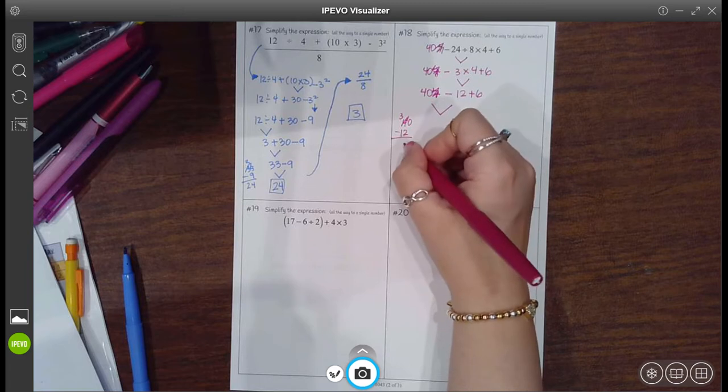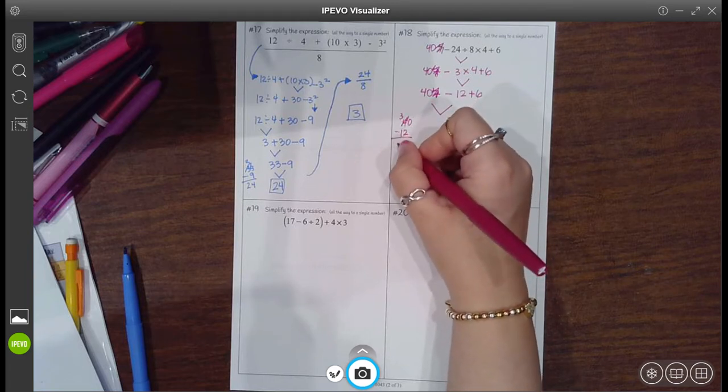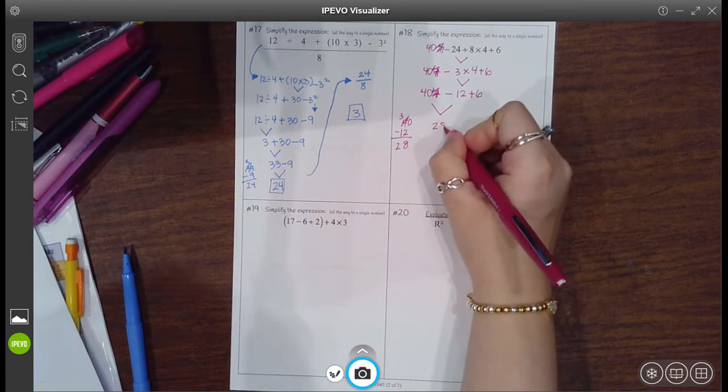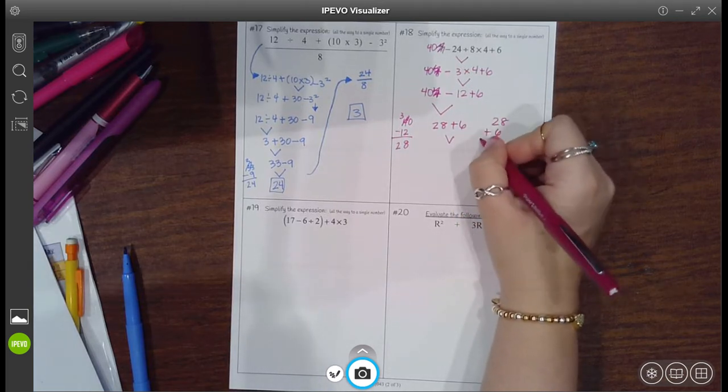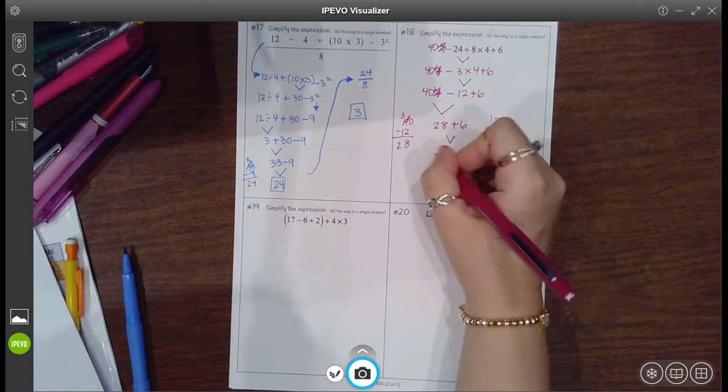And 10 minus 2 is 8. 3 minus 1 is 2. So that simplifies to 28. Bring down your plus 6. And 28 plus 6 is 34.